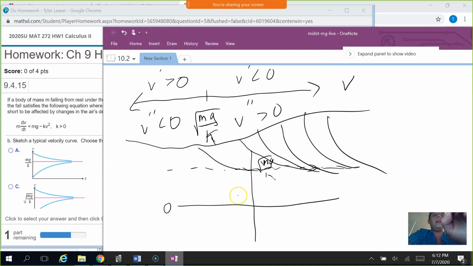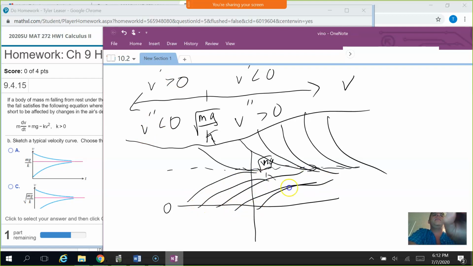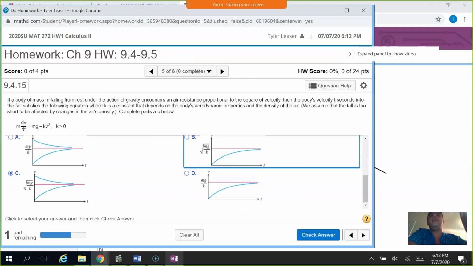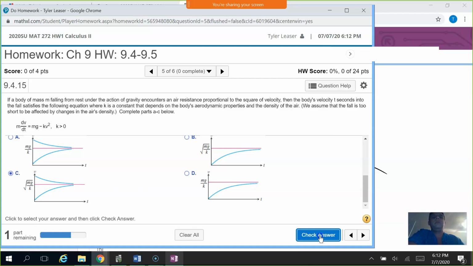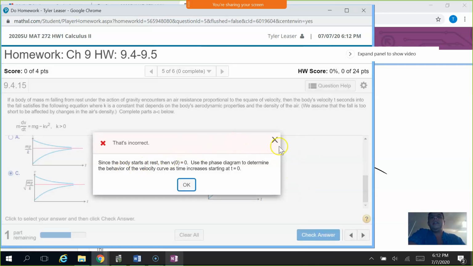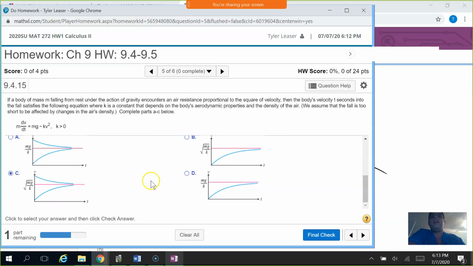Everything below that line is first derivative positive, so increasing, second derivative negative, which means concave down. Increasing and concave down does something like this. So then you just want to pick whichever of these graphs kind of makes the most sense. And it looks like C is really our only option here. So if you look above the square root mg over k, concave up and decreasing, below square root mg over k, increasing but concave down. Oh, that's incorrect.